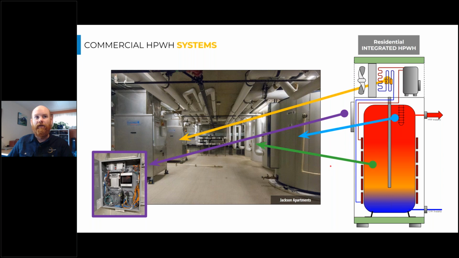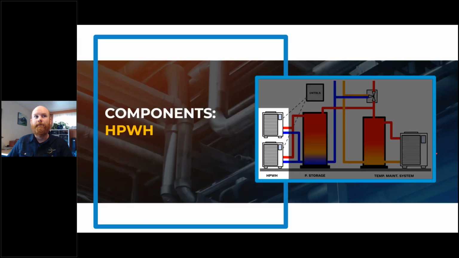So all in all, the commercial systems, although they're much bigger, louder systems typically, and they can serve more occupants or tenants in a building, they're very similar to our residential products that we might be a little bit used to in our single family home applications. And so we are diving into the components here, and we're going to talk a little bit more in depth about the primary heat pump water heater first, and then move on to the primary storage, temperature maintenance system, and back to the controls.